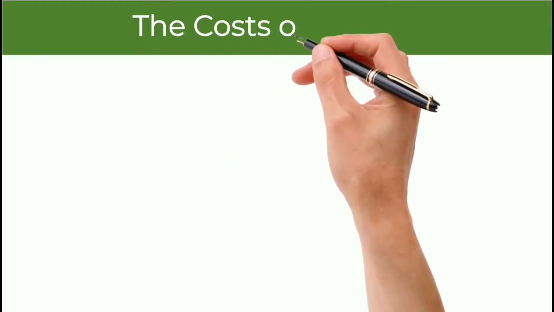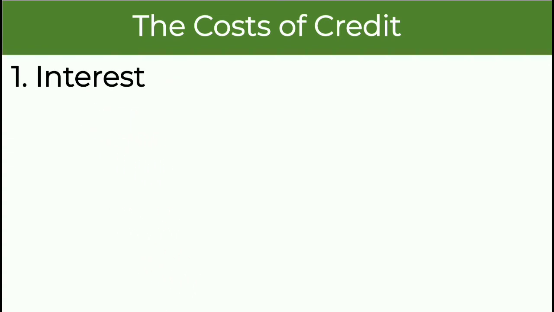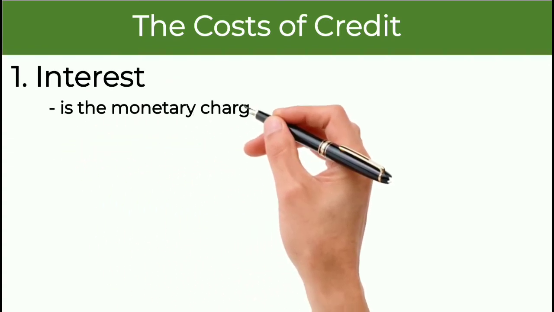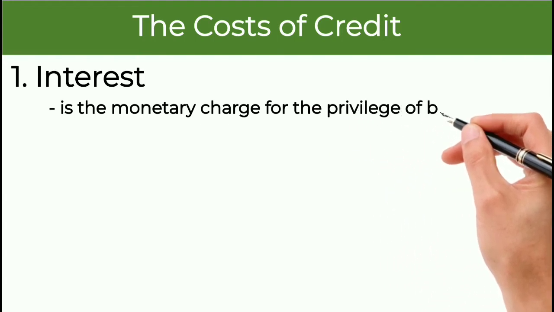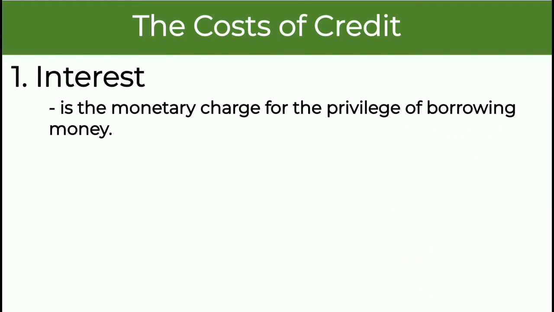The first cost of credit is interest. Interest is defined as the monetary charge for the privilege of borrowing money. As you can see, this definition of interest is from the point of view of the borrower. The borrower receives money, and by having the privilege of borrowing that money, the borrower will be charged a monetary amount. And that monetary amount is called interest.